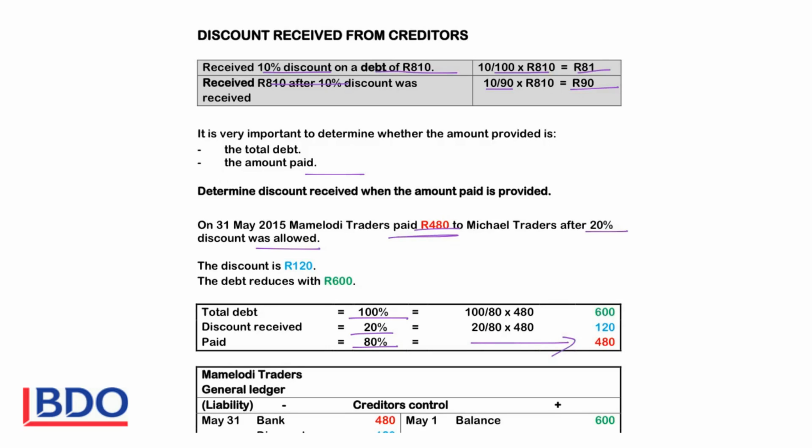If I want to calculate the discount, the percentage that I want at the top, the percentage that I know at the bottom, times 480. So 480 times 20 divided by 80 will give me 120 Rand. The total debt for the creditor was 600 Rand.